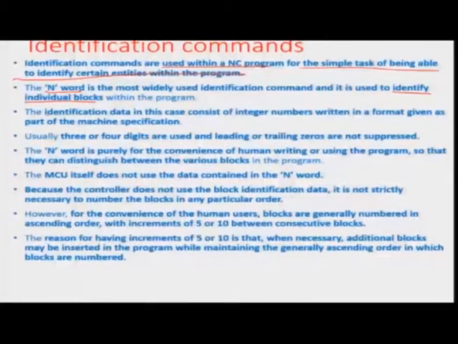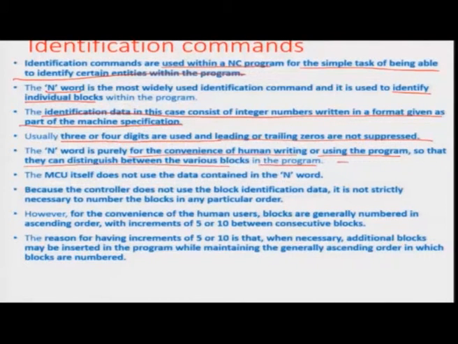So, the identification data in this case consists of integer numbers written in a format given as a part of the machine specification. Usually 3 or 4 digits are used, and the leading or trailing zeros are not suppressed. The N word is purely for the convenience of humans writing or using the program, so that they can distinguish between various blocks in the program. In fact, when the NC controller executes the numeric control, it will just go on reading in the organized sequence in which the blocks are laid out in the program.